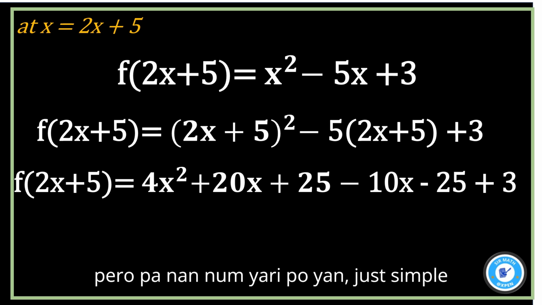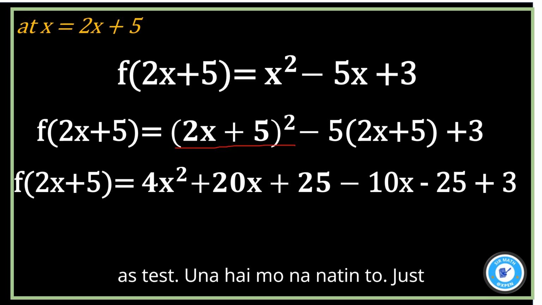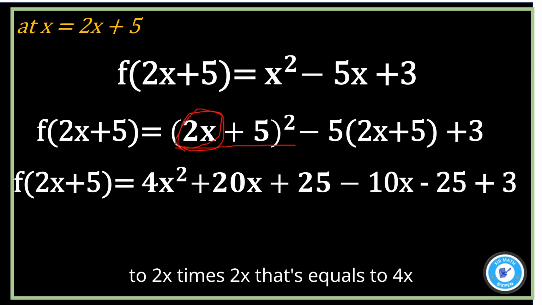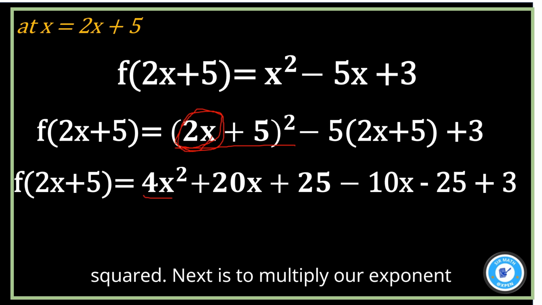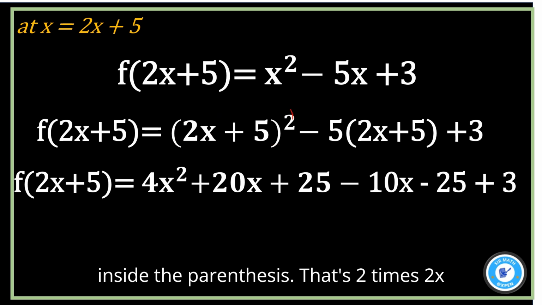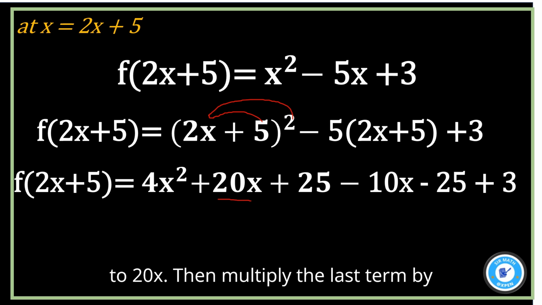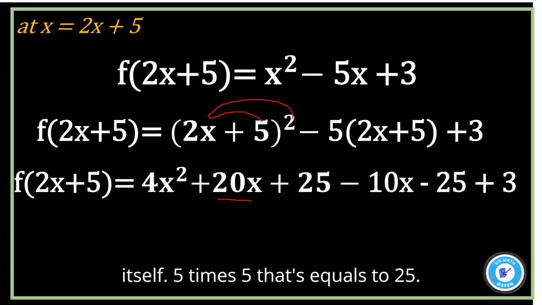Pero paano nangyari po yun? Just simple as this. Unahin muna natin to. Just multiply 2x by itself. That's equals to 2x times 2x, that's equals to 4x squared. Next is to multiply our exponent inside the parentheses. That's 2 times 2x, that's equals to 4x times 5. That's equals to 20x. Then multiply the last term by itself. 5 times 5, that's equals to 25.